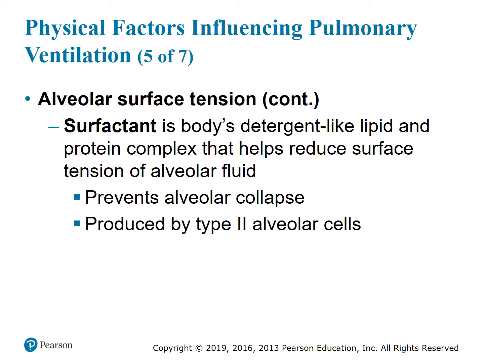Surfactant is the body's detergent-like lipid and protein complex that helps reduce surface tension of alveolar fluid, and it prevents alveolar collapse. And remember, this is produced by the type 2 alveolar cells.